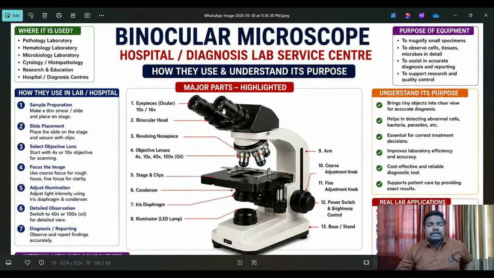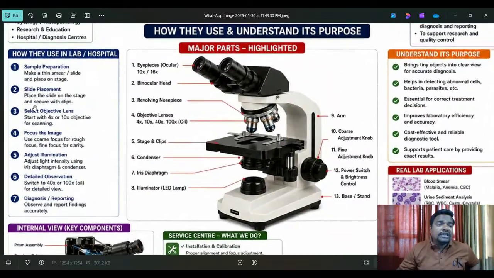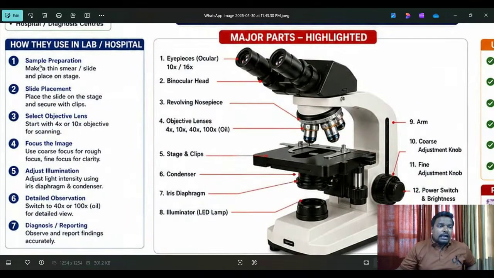I think all these things I don't need to explain again. See here, for hospital diagnosis purposes, how it is used in the lab service area. I have explained maximum information here. I am focusing only on how to use it in laboratories. I'm going to show you sample preparation, how they use it in laboratories or hospitals. We should know how hospitals use it.